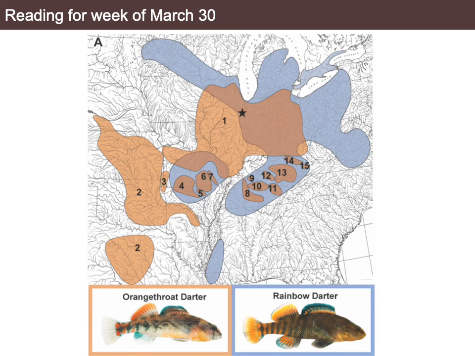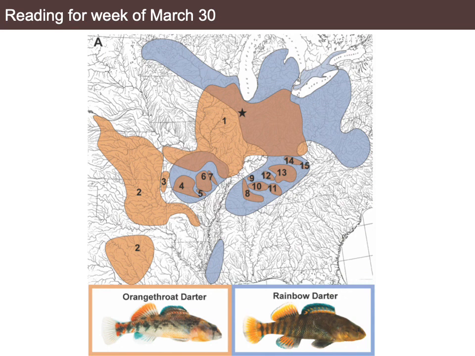Okay, this last slide is just touching on the topic of the reading that I've assigned for this week. And this reading focuses on the selection and the genetic basis of differentiation between rainbow darters and orange throat darters. So darters are these small fishes that live in the creeks and streams around here. They're incredibly diverse in this region. We've got lots of darters, even in the Yocona and the Tallahatchie drainages.